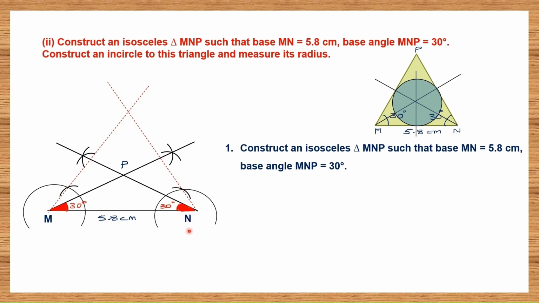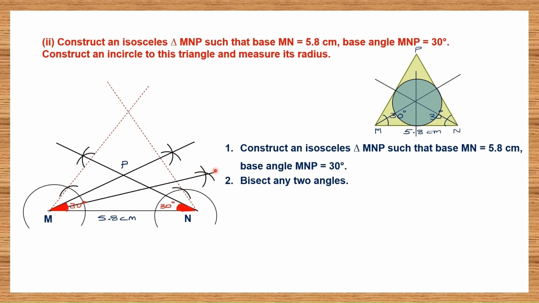Now what is the next step? We have to construct an incircle. So what do we do? Bisect any two angles. Take any two angles and bisect them. So we can bisect M and N. To bisect again, place your compass needle here at this point and draw two arcs. So I have drawn one arc and one more arc and joined that.